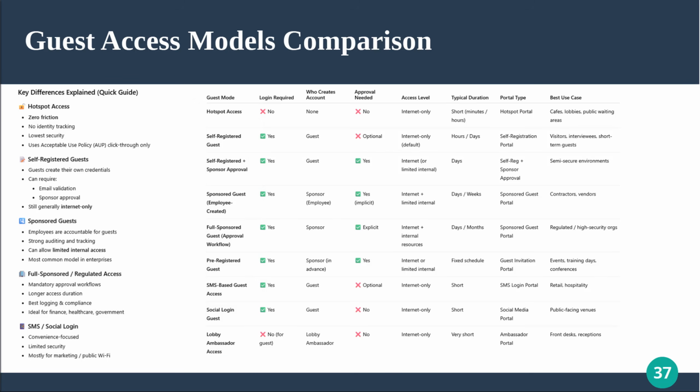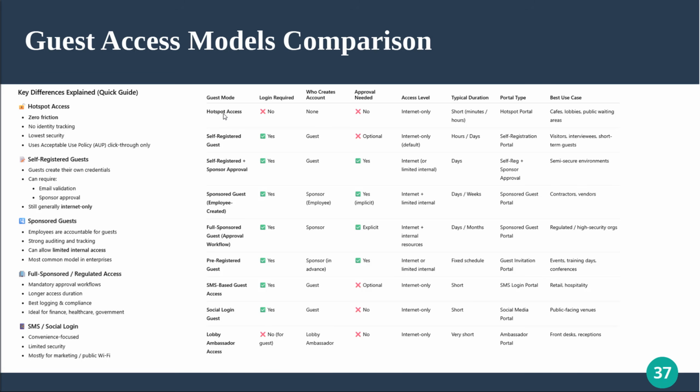So what do we see? We see the key differences explained. This is a quick guide, so we can see hotspot has 0 friction, no identity tracking, lowest security and users accept the acceptable use policy, AUP. So 0 friction means there's hardly any work to do with it because the user only has to accept the AUP and then they get access to what is usually access to the internet.